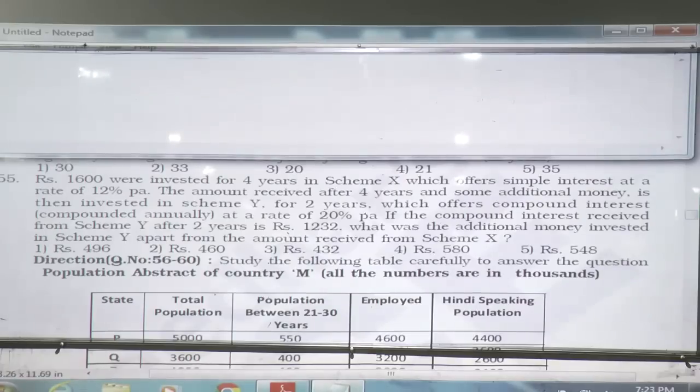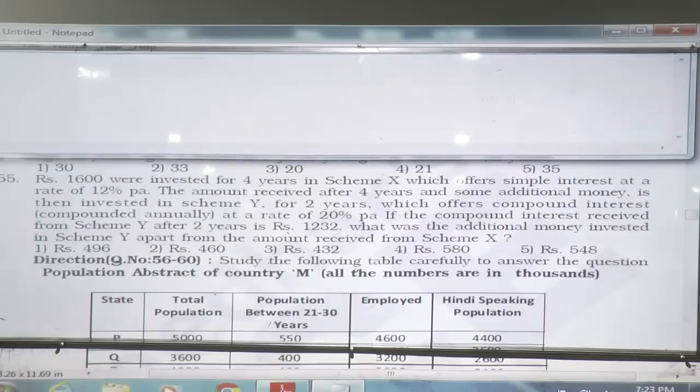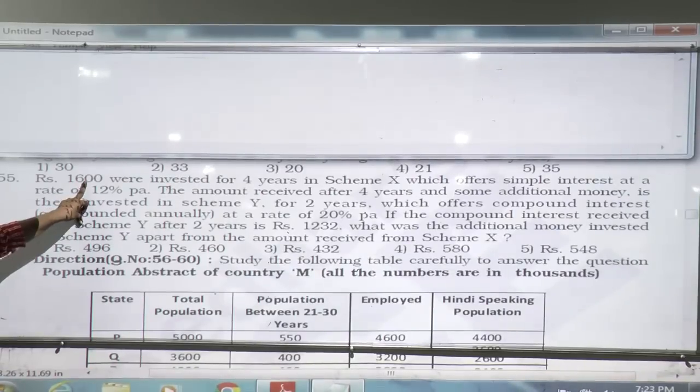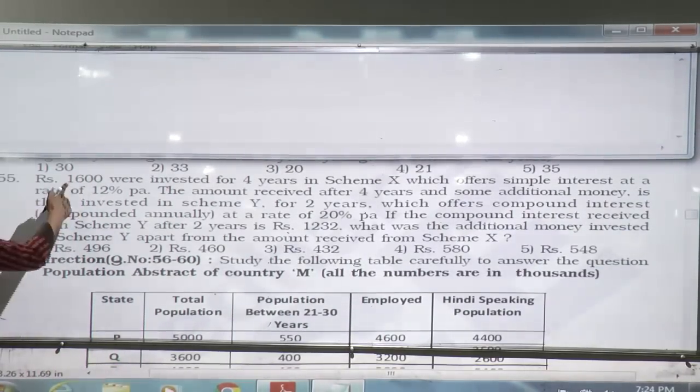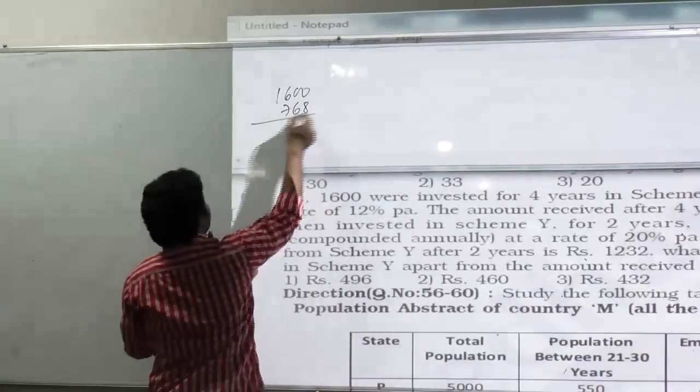55. 1600 rupees were invested for 4 years in Scheme X, which offers simple interest at the rate of 12% per annum. 4 years at the rate of 12%, how much percent will you get? 48%. Minus 2%, half is 800, and minus 2% means 32. 800 minus 32 is 768. 1600 plus 768, how much will you get?